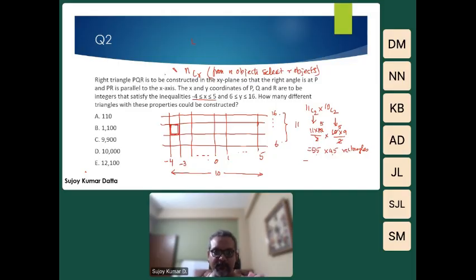Now the question says the right angle triangle PQR has to be constructed such that the right angle is at P, PR is along the x-axis, PQ is along the y-axis, and the x-y coordinates of PQR are integers that satisfy this. How many triangles can be constructed? Once we have this rectangle, the triangle in that rectangle can be constructed in 4 ways. Why? With this point as P, we can have one triangle. With this point as P, we can have one triangle. With this point as P, we can have this triangle. With this point as P, we can have this triangle. So we can make P any of the 4 corners and get 4 different triangles for every rectangle.